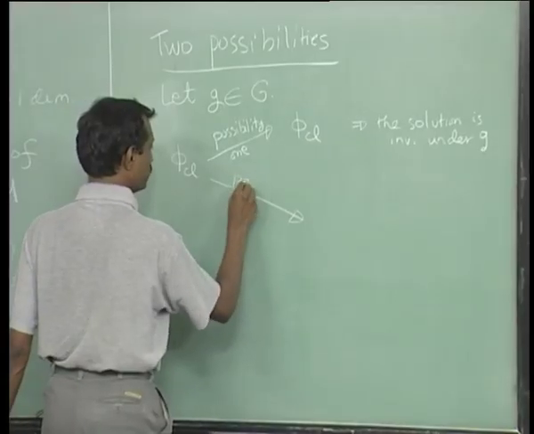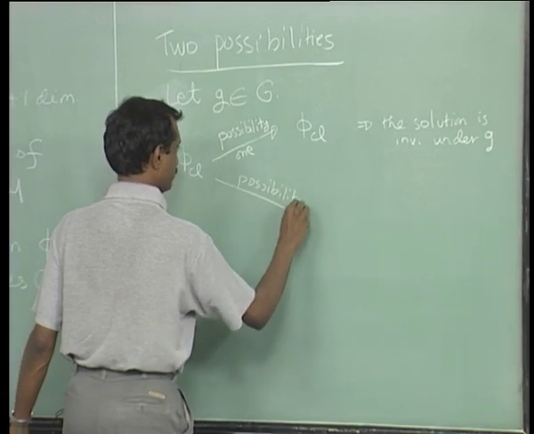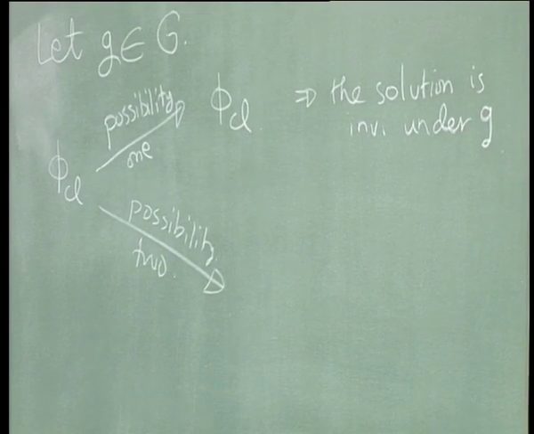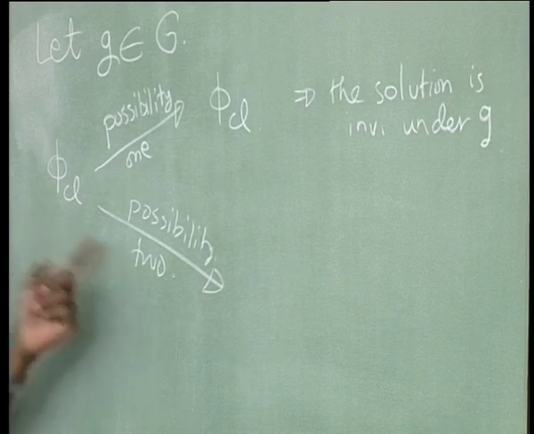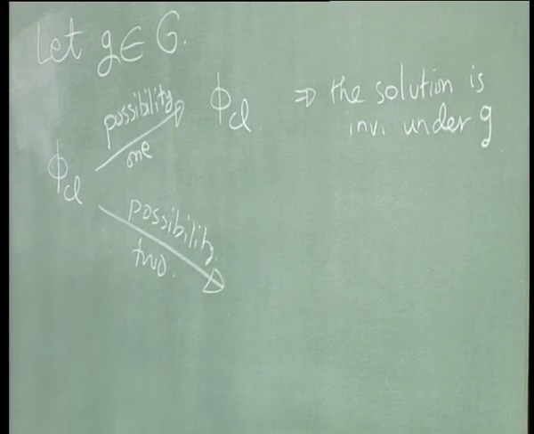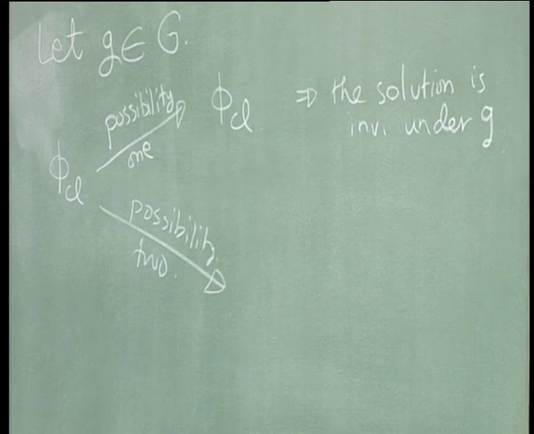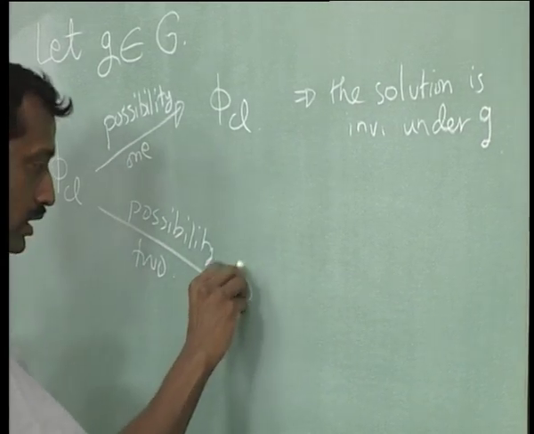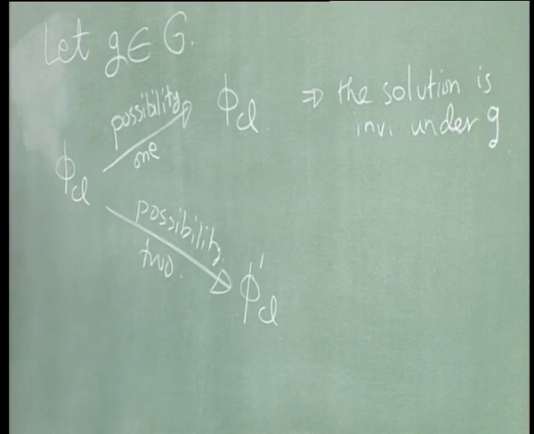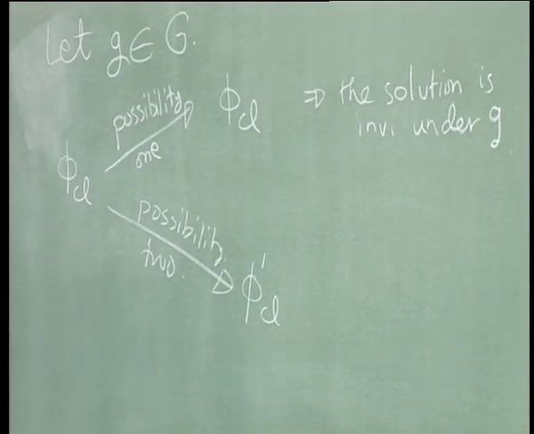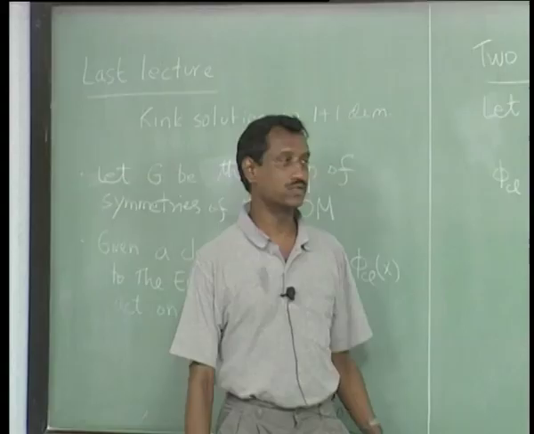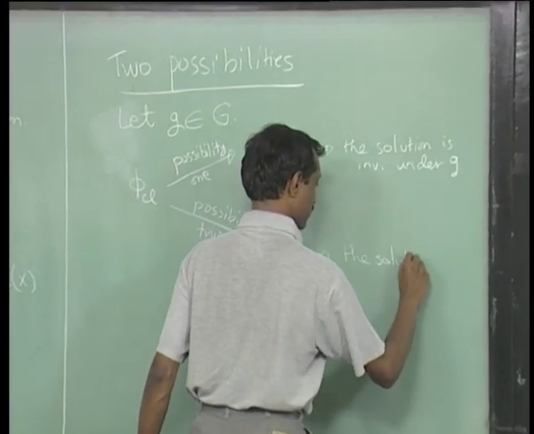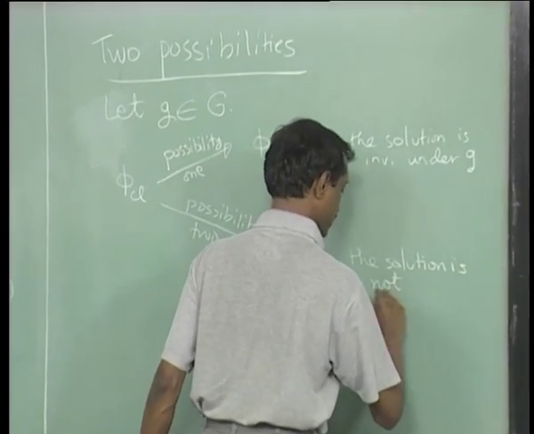So, possibility 2 is when it is not. Okay. Now, the key point here is that since it is a symmetry of the equations of motion, if it is not invariant, it has to go to another solution. Whatever the G action is, it will map solutions to solutions. Okay. So, then it goes to phi prime classical. Again by classical I indicate that it is a solution to the classical Euler Lagrange equations of motion. And this implies that the solution is not G invariant.